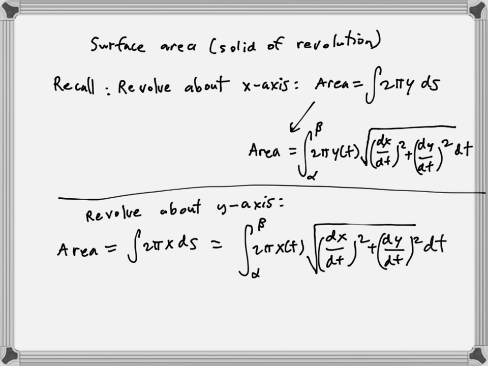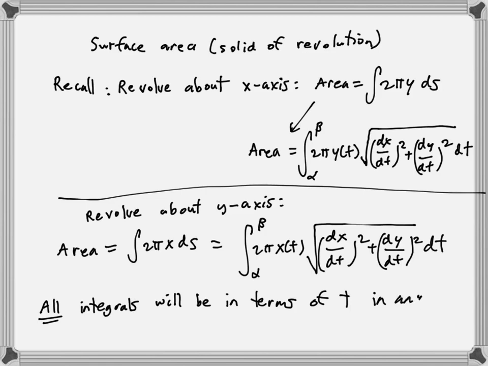What's nicer about this than in 8.2 is that, remember, you still had to choose between which variable to integrate with respect to. Was it easier in terms of x or in terms of y? But here you don't have any choices like that to make. At the end, all integrals will be in terms of t in any parametric problem. Now, of course, or theta or whatever you call your parametric variable, but the point is it's always going to be in terms of the parameter, never in terms of x or y when you're doing this.